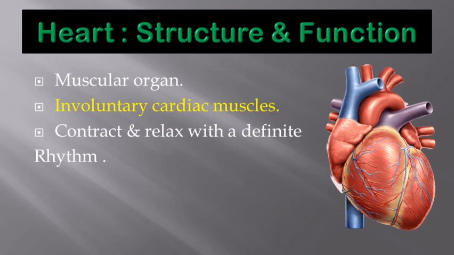These involuntary cardiac muscles contract and relax with a definite rhythm, and this contraction and relaxation of these muscles is known as the beating of the heart. A normal heart rate ranges from 60 to 100 beats per minute. That means in 1 minute the normal heart will contract and relax about 60 to 100 times.